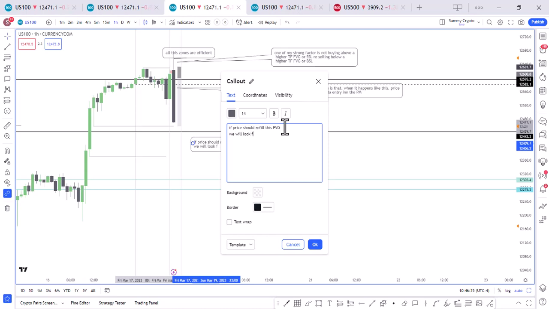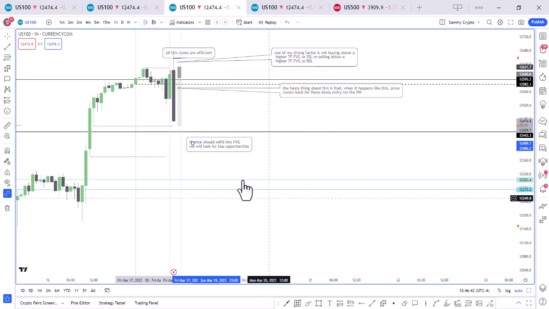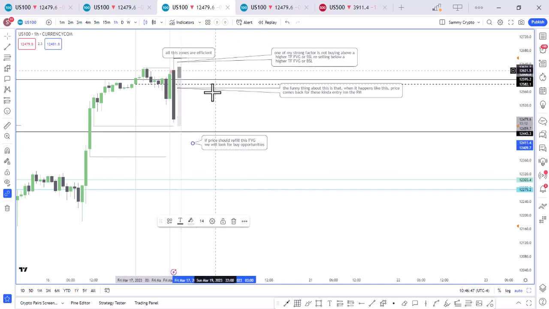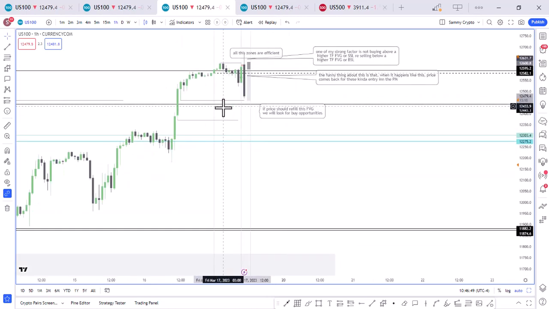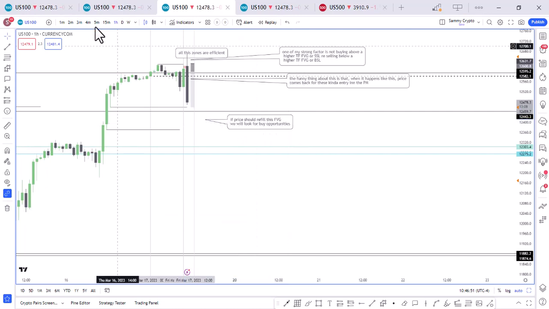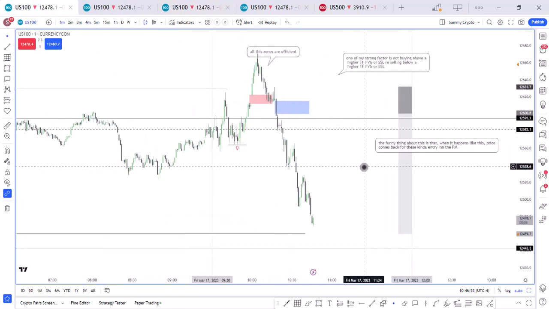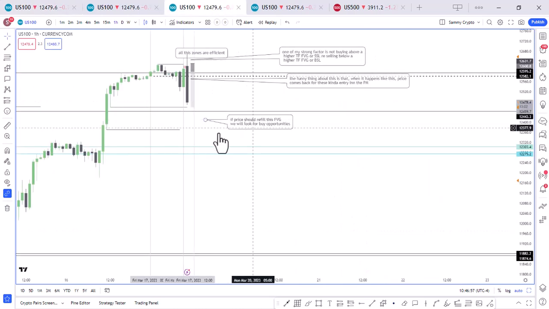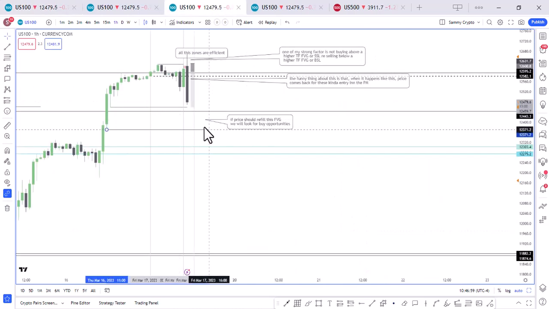Yeah, if price should refill this FVG, we will look for buy opportunities. Okay, that was my point. If price should reach for that 1 hour FVG, we'll be looking for buy opportunities for that PM reversal, but price did not go further. It just went to the 5-minute order block and started retracing again. That was it, right? So it was a good day.